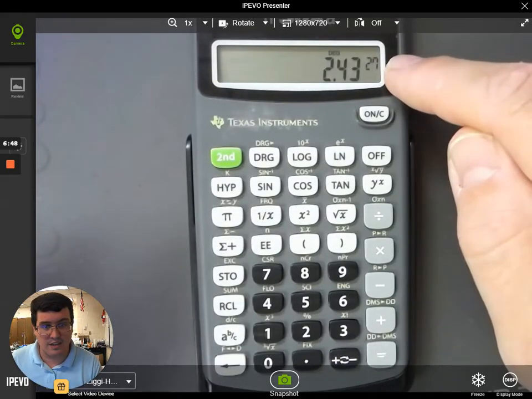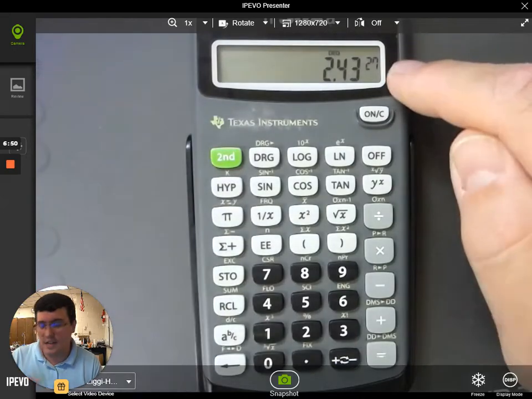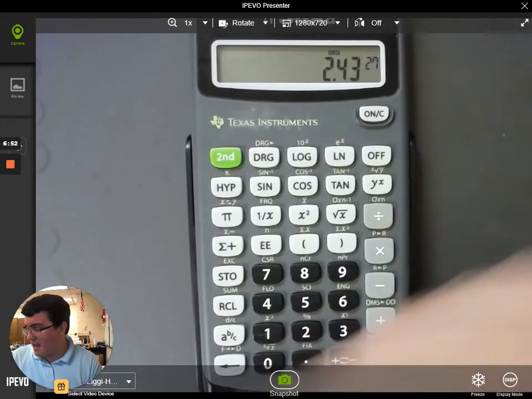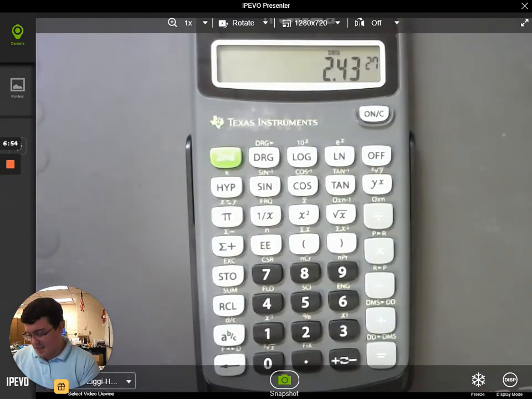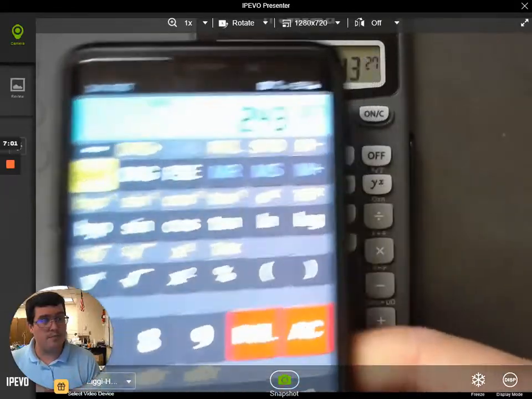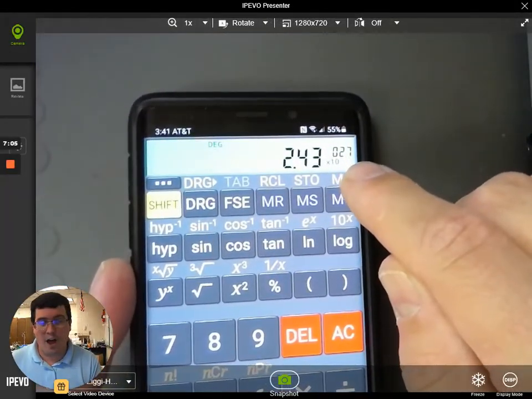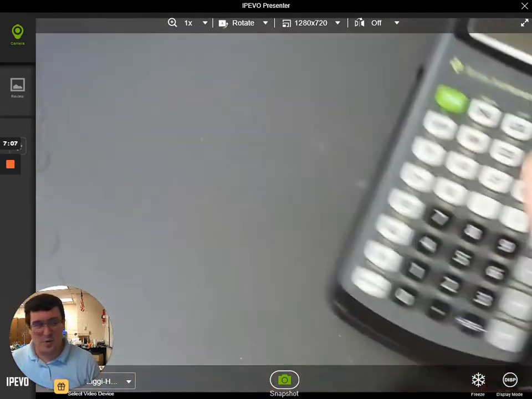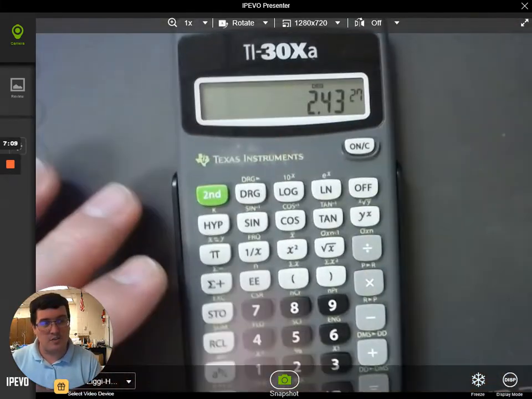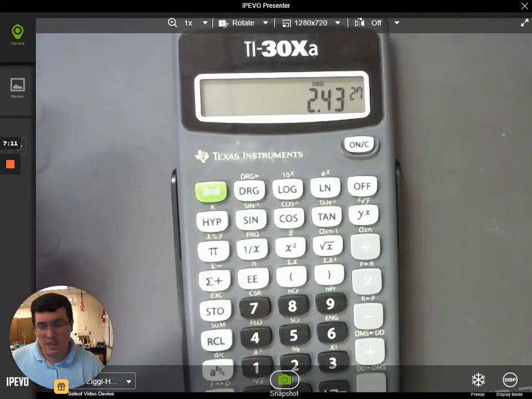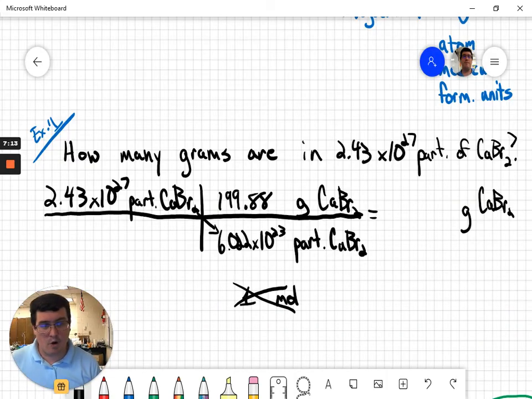On my phone calculator, right, it's kind of cute. It does 2.43 E27. It even shows, it's hard to see that, a little times 10 to the on there to show me that it's in the correct scientific notation. All right, so we got that number plugged in. Now we multiply by the next number over, multiply by 199.88, and I'm just going to hit equals here to show you what number I'm getting, all right?